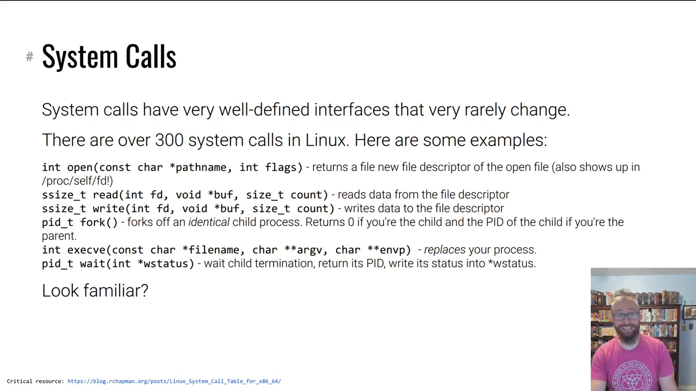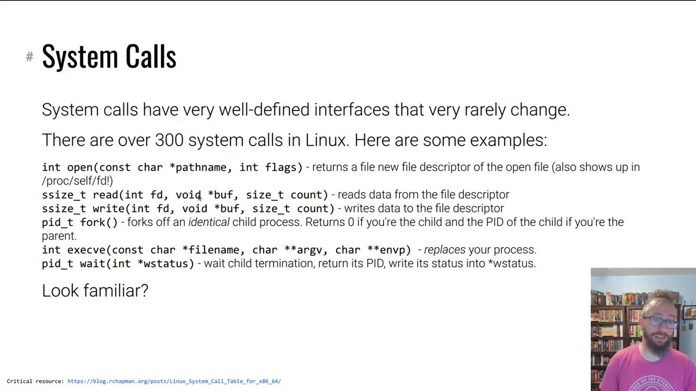There's a lot of system calls. There is just an absolutely enormous number, over 300 system calls. They do a lot of different stuff. I'm sure you've used by now all of these, open, read, write, fork, exec in program interaction, or at least most of them. They probably look horrifyingly familiar.